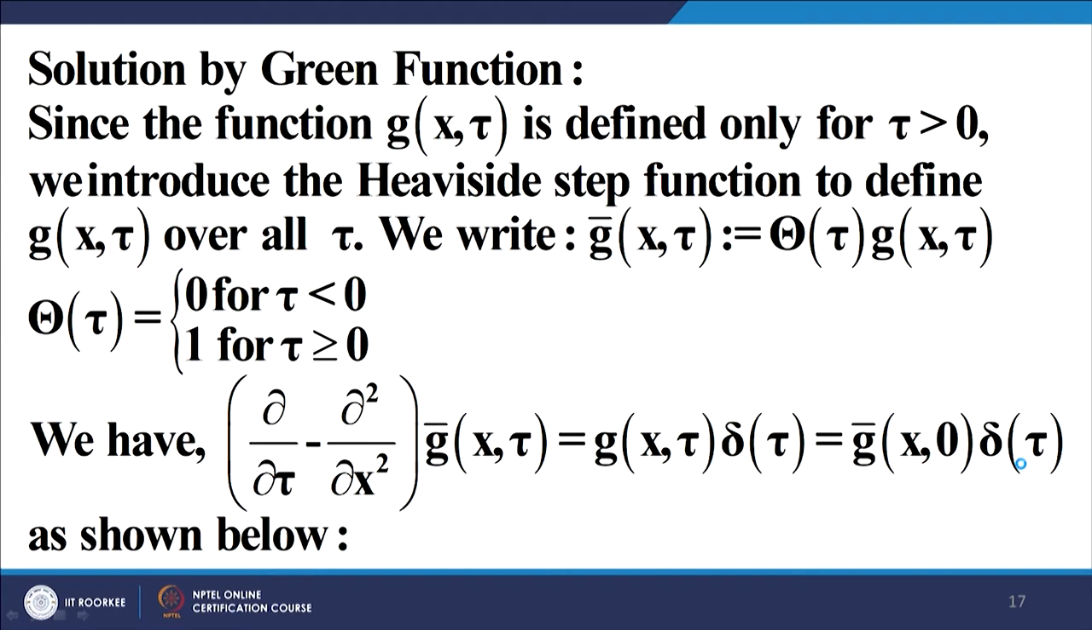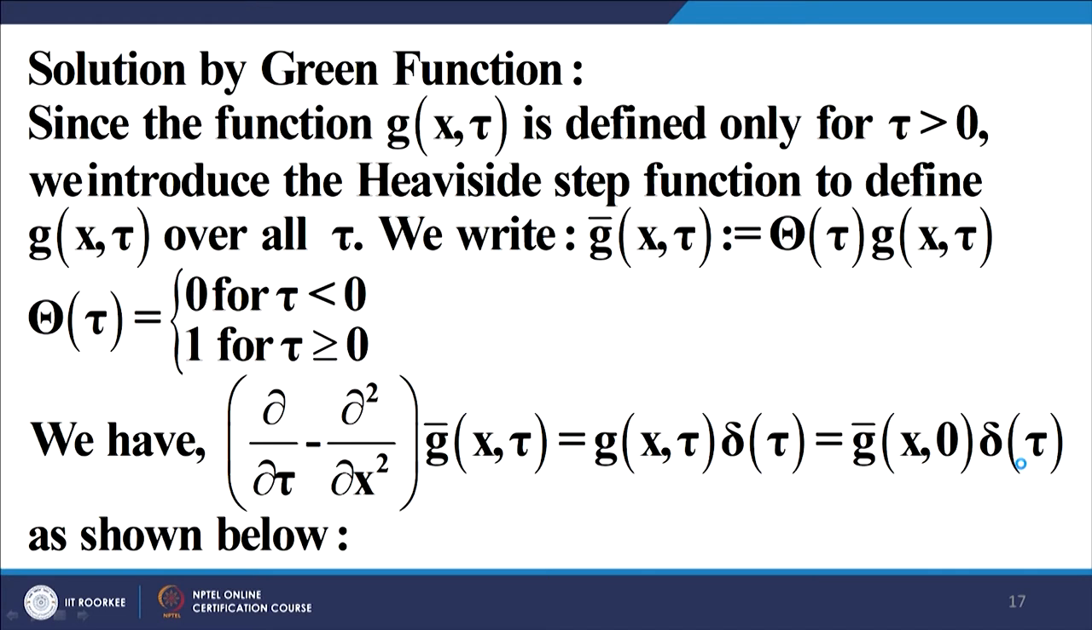We solve this diffusion equation by the Green function. But before we do that, we need to note that the function g is defined only for tau greater than 0. So, in order that this function is defined over the entire real line, we introduce the Heaviside step function and define g bar as theta(tau) times g(x, tau), where theta is the Heaviside function which takes the value 0 for tau less than 0 and takes the value 1 for tau greater than or equal to 0. So, we then have the expression that is given at the bottom of your slide.